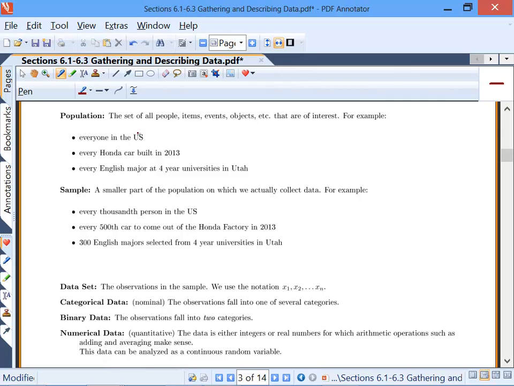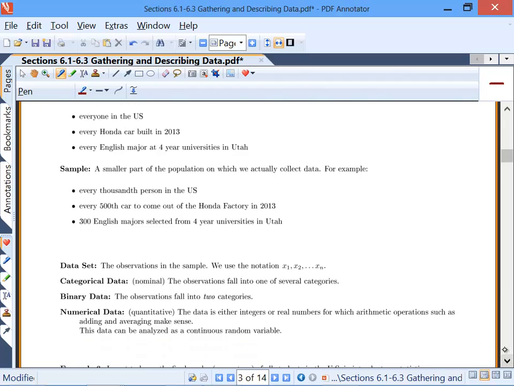Notice on these that you can make your population as specific or as general as you want. You can have a population be everyone in the US, but someone else might want to do a study of everyone in the world, or everyone in North America, or everyone in Utah. So your population is just what you specifically are interested in.